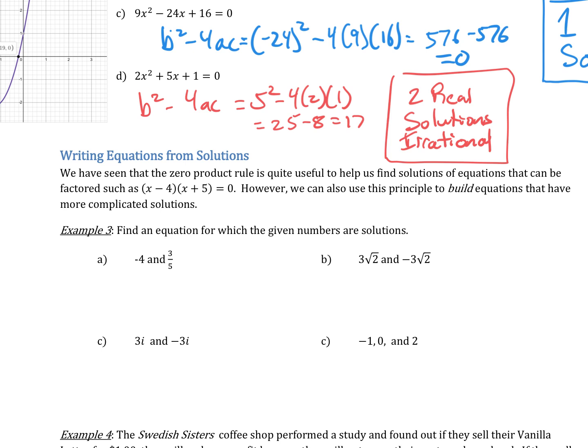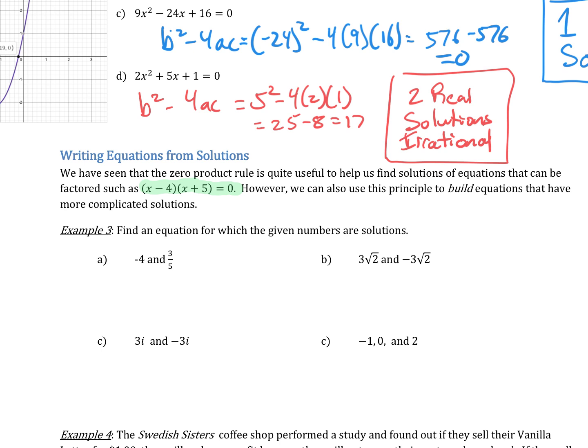Okay, well, the last little situation we'll look at for now is if we want to build an equation that has certain solutions. Sometimes we want to do that in applications. The key is this, to remember the zero product rule. If we know the x-intercepts, or we know the solutions are 4 and negative 5, we could build this equation here. Okay, we can factor that, build it out of factors.